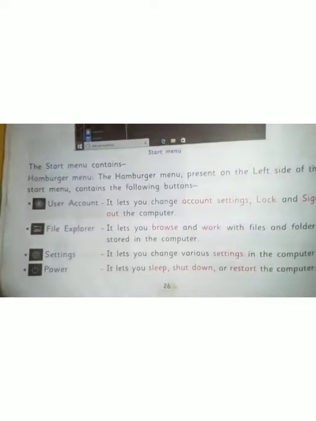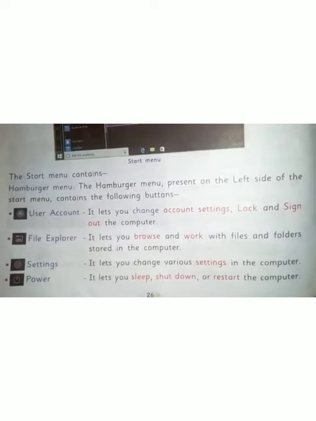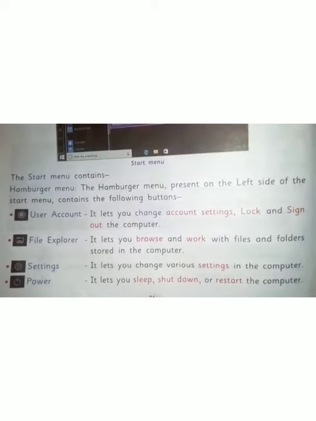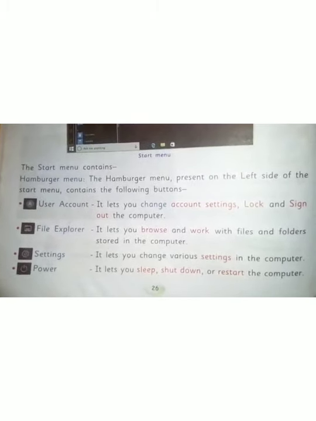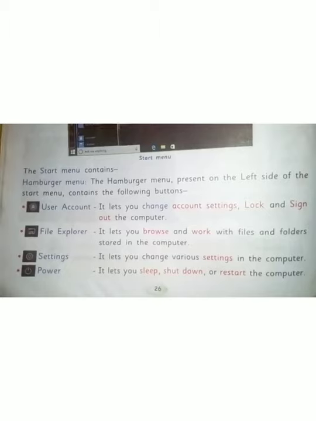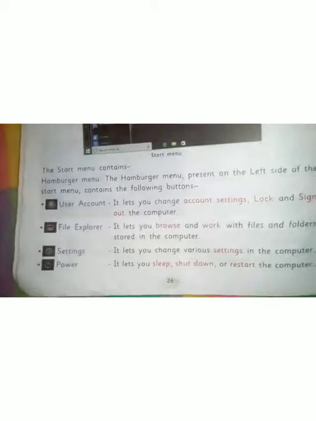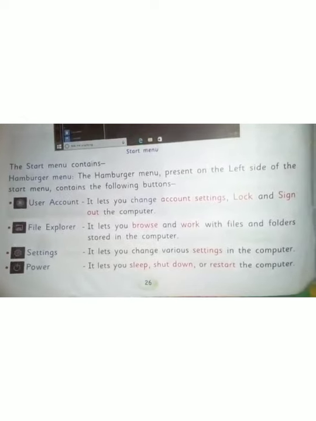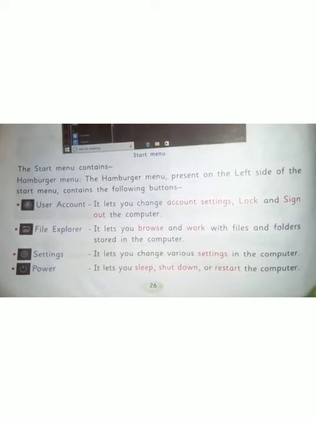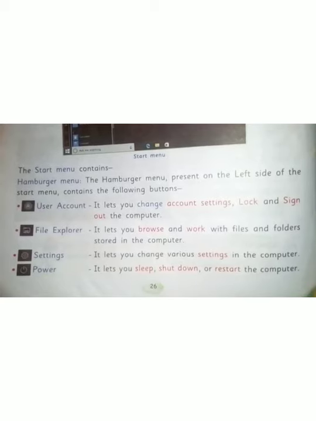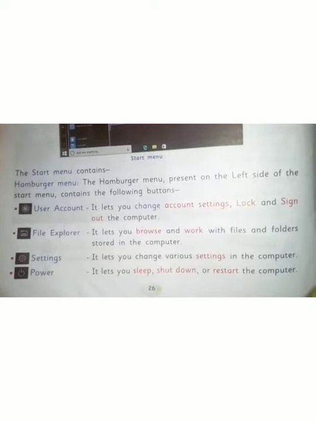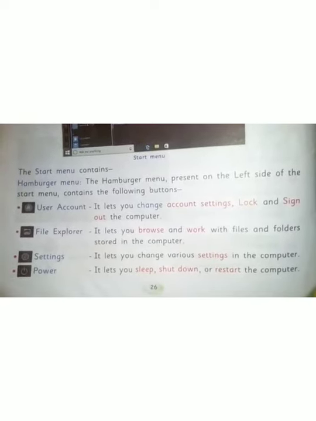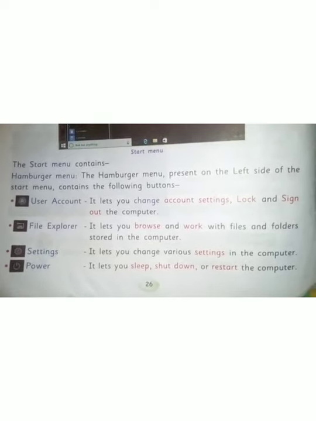Now the start menu contains the hamburger menu. The hamburger menu, present on the left side of the start menu, contains the following buttons. First is user account. It lets you change account settings, lock or log out, or you can sign out of the computer. File Explorer lets you browse and work with files and folders stored in the computer. Settings lets you change various settings in the computer. Power lets you sleep, shut down or restart the computer.